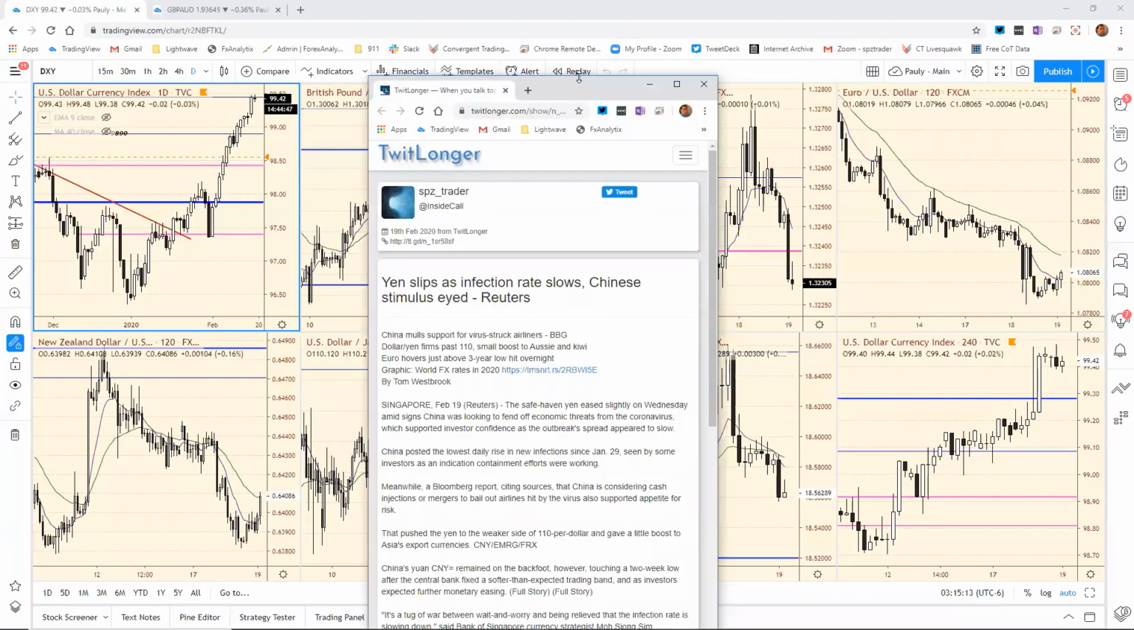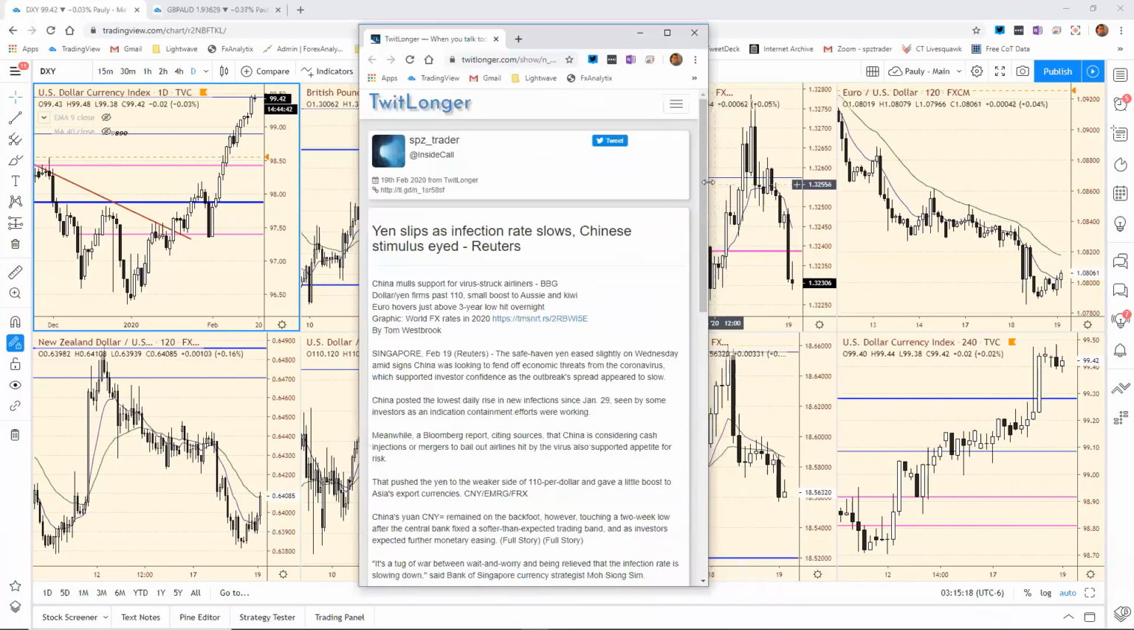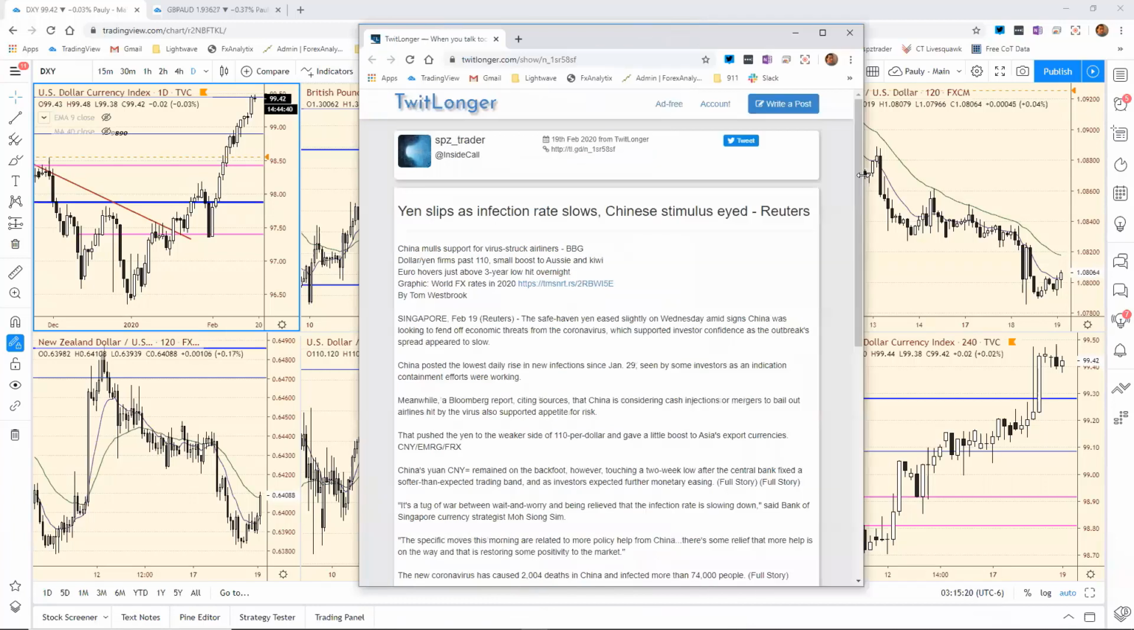Obviously, the big mover today in the currency markets is the yen. And the yen slips as an infection rate slows. Chinese stimulus is eyed. The safe haven yen eased slightly on Wednesday on signs China was looking to fend off economic threats from the coronavirus, which supported investor confidence as the outbreak spread appeared to slow. Meanwhile, a Bloomberg report citing sources that China is considering cash injections or mergers to bail out airlines hit by the virus also supported appetite for risk.